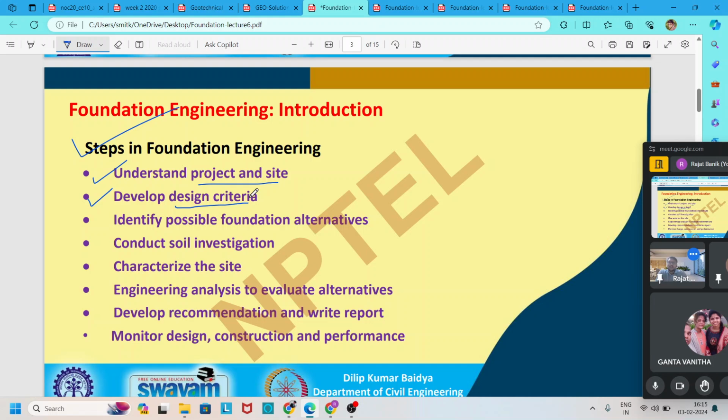So we have to build our foundation in such a way that the load coming from the structure should not be greater than 20 kilonewton per meter square. There are many other things we have to address during the design of foundation. Then identify the possible foundation alternatives.